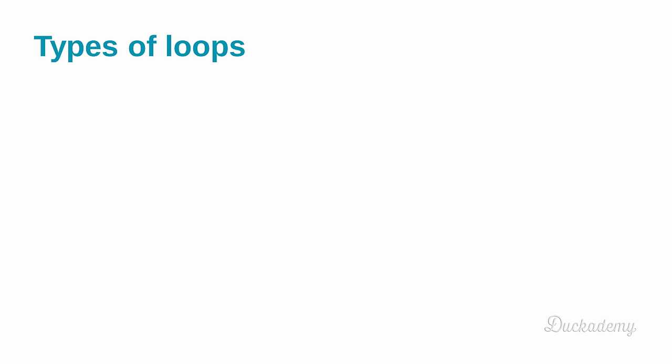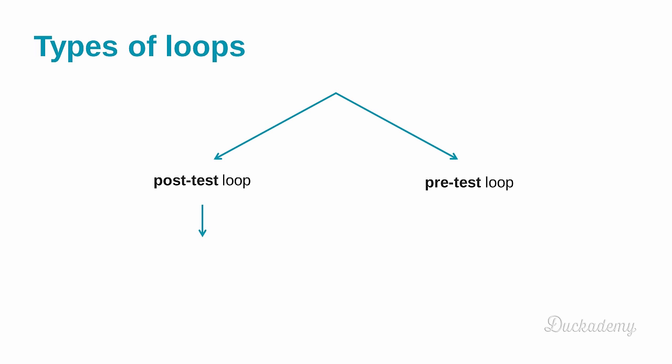What kind of loops there are in Java? There are two different loops, the post-test loop and the pre-test loops. The post-test loop is the do-while loop, while there are two pre-test loops, the while loop and the for loop. What are these post-test and pre-test?